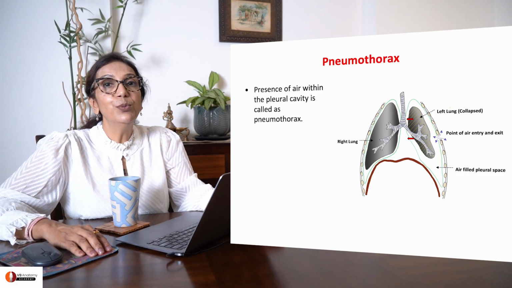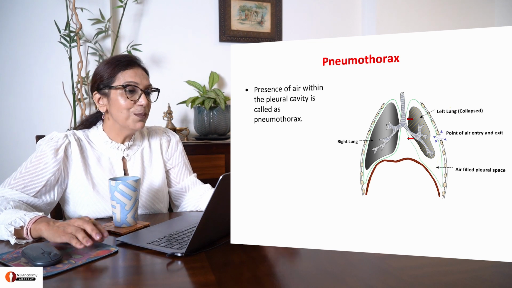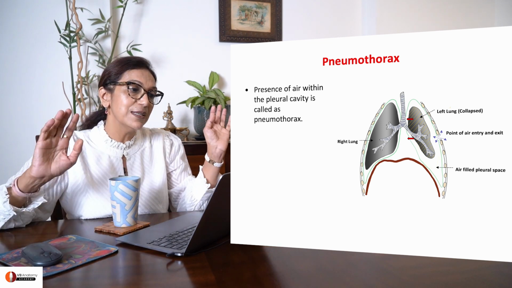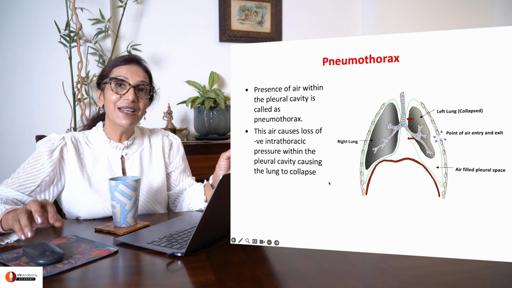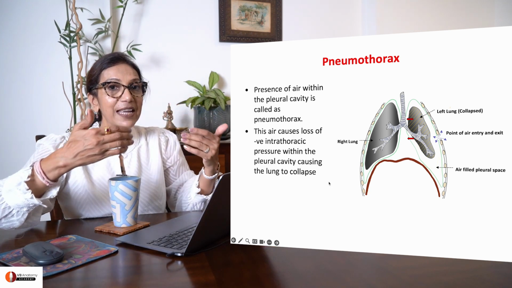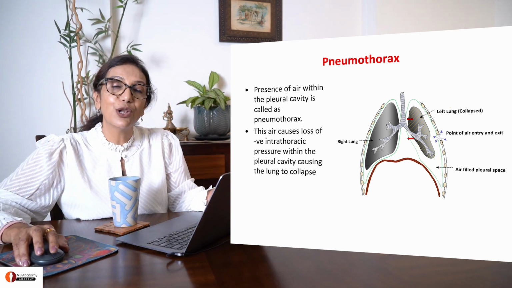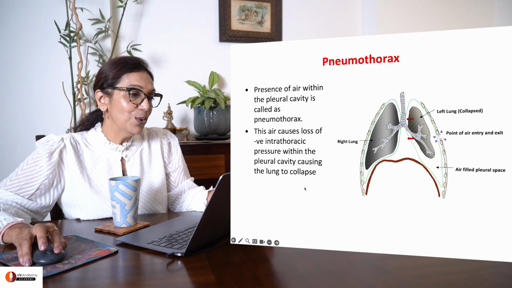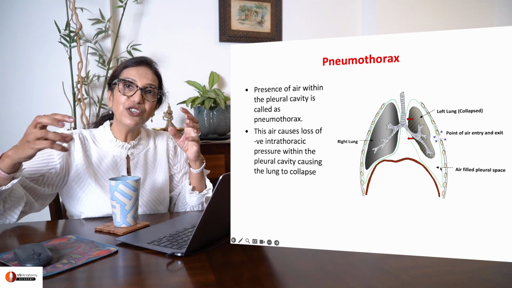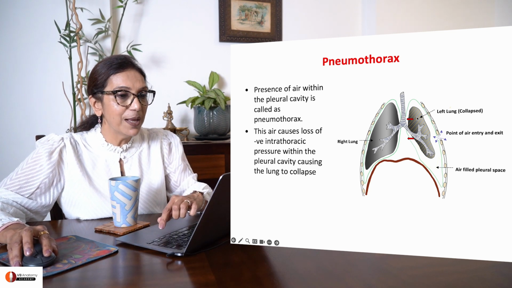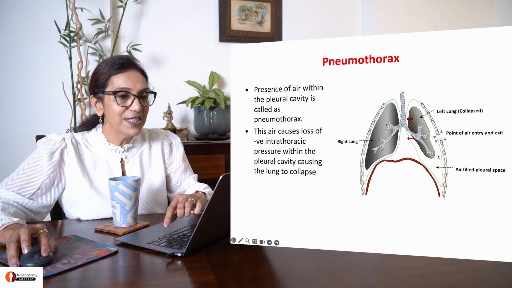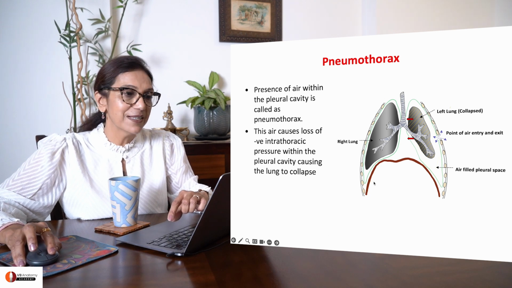So we go to pneumothorax. Basically, what is pneumothorax? Presence of air in the pleural cavity. How does air enter? When the air enters inside, that negative intrathoracic pressure is lost. So this causes pressure on the lungs and the lungs begin to collapse. Can you see the lung collapsed here? This is air which has entered the pleural cavity and therefore the lung has collapsed.